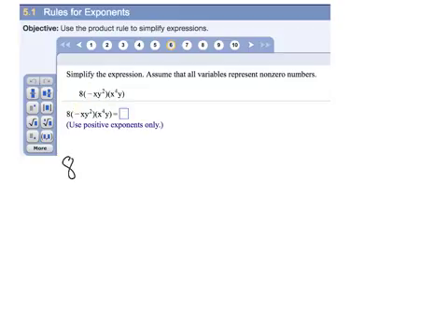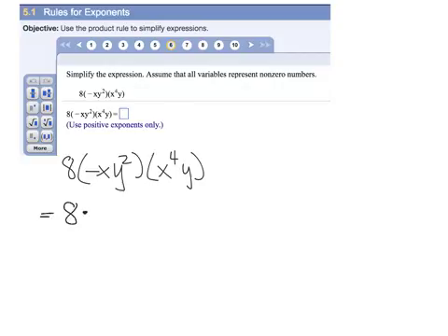So I'm going to start by writing down the problem. So it's 8 times the quantity negative x y squared times the quantity x to the 4th y. All right, now this negative is attached to this x only, and this exponent 2 is attached to the y only. All right, so if I'm going to write this in expanded notation, I'm going to get 8 times negative x times y times y. All right, so all of this is right here.